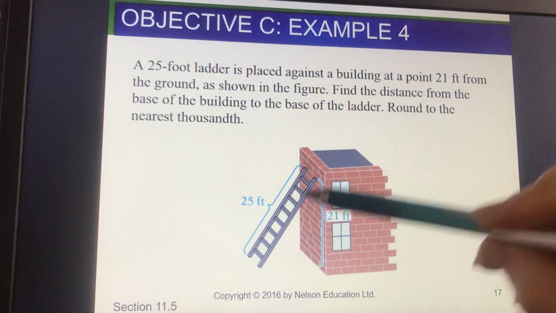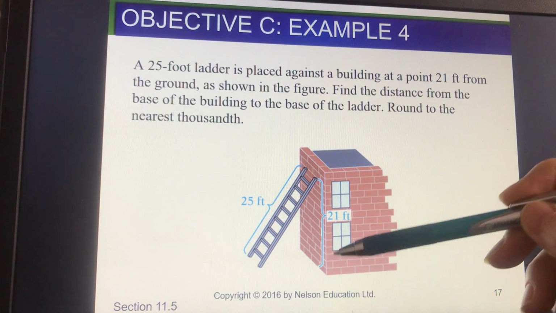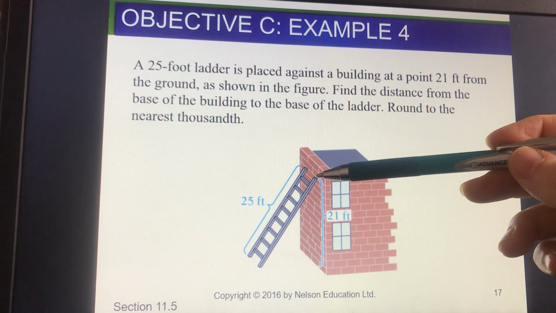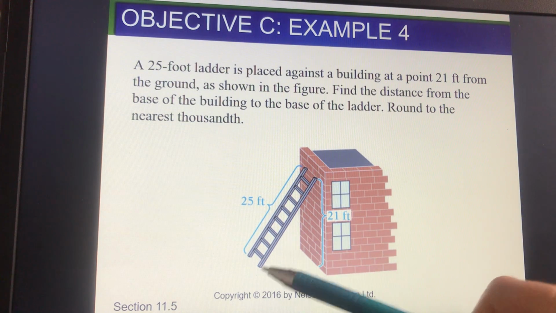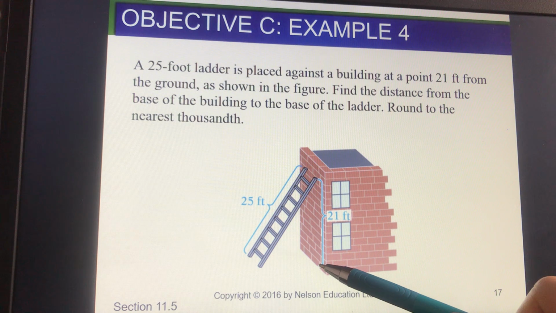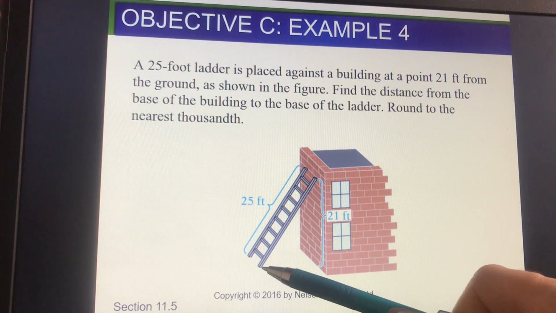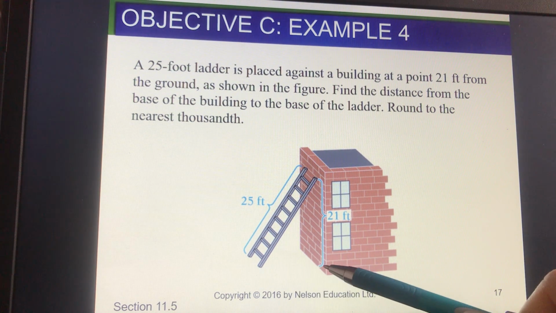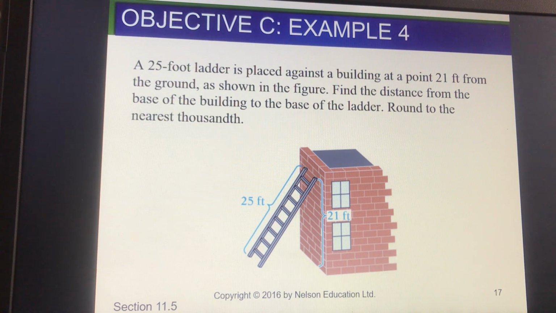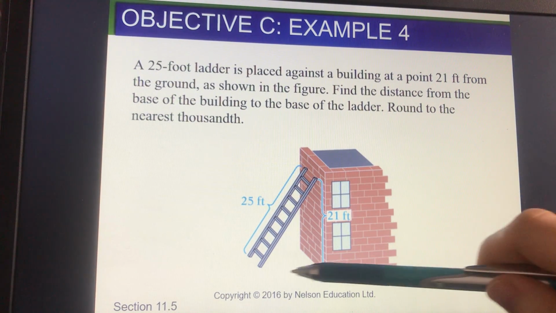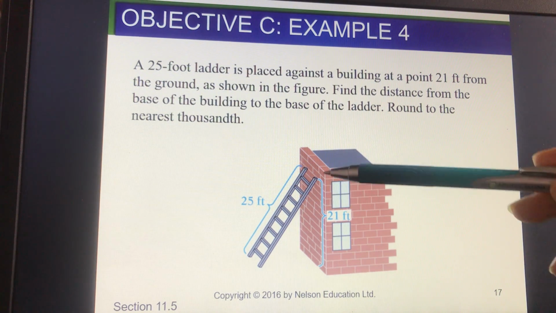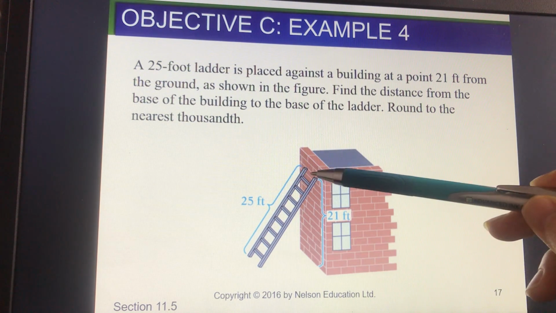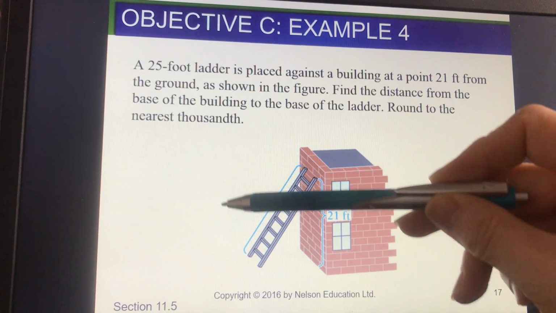So here's how the ladder is placed. And the top of the ladder is 21 feet above the ground. Find the distance from the base of the building to the base of the ladder. So this side is missing. We assume that we do have a right angle triangle here. If that's the right angle, this is going to be the hypotenuse, or the longer one.